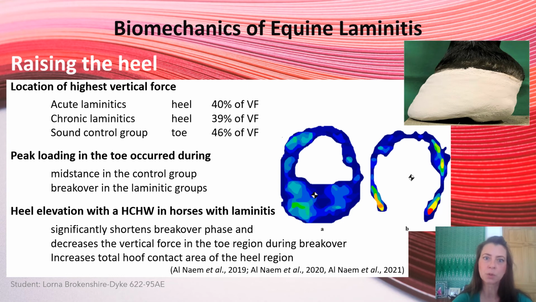This is because with the dorsal hoof wall more upright, an earlier breakover is elicited. This decreases the load on the inflamed and/or damaged lamellae and shifts the centre of force to the heels. They also showed that the total hoof contact area of the heel region was significantly higher in horses with a hoof cast with heel wedge than barefoot horses, which may increase comfort. You can see this in this picture of the foot with the hoof cast on the left has its centre of force distributed more evenly across the foot and more palmally than the same horse in the barefoot state on the right.